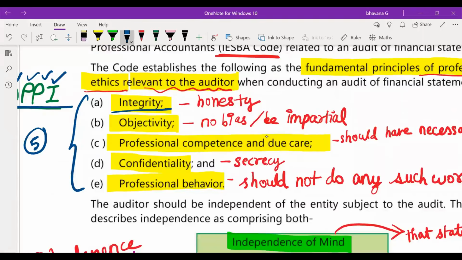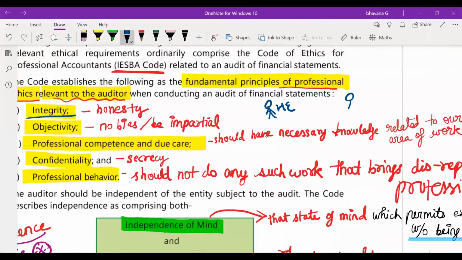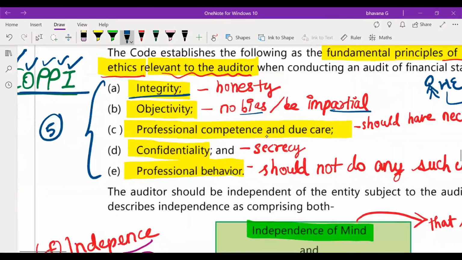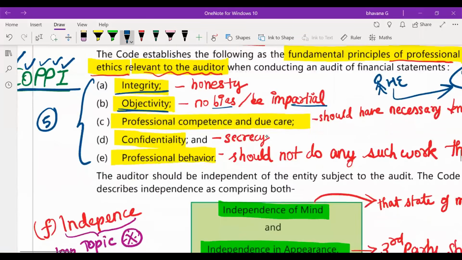See, if some employee has done fraud, and suppose there is a he who is auditing, and there is an employee, a she, who has done some kind of fraud in the organization, but he finds her cute. So he says, let it be. If I report this fraud, then she will get scolded. I don't want to do that. So he shows partiality or bias. This must never happen in audit. You must always follow the rule of no bias. Always be impartial to anyone. That is objectivity.